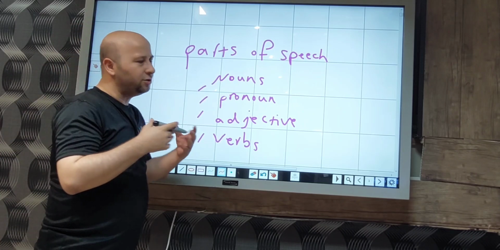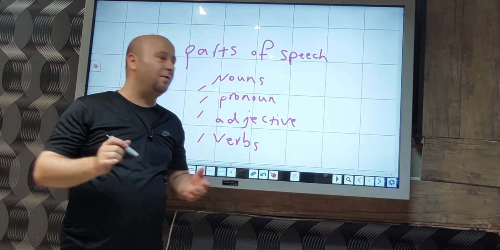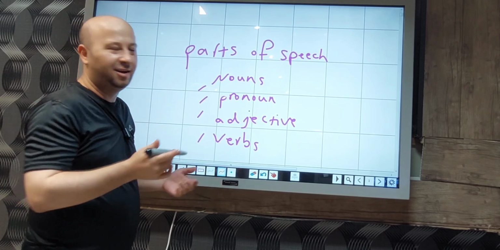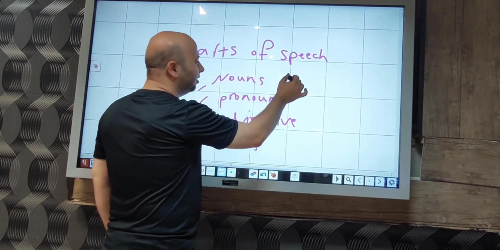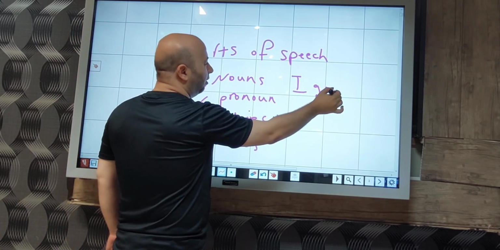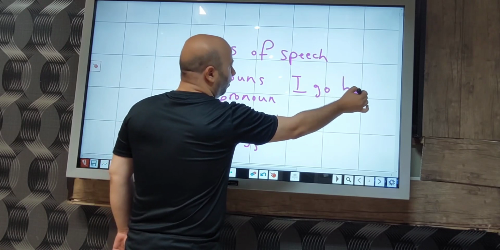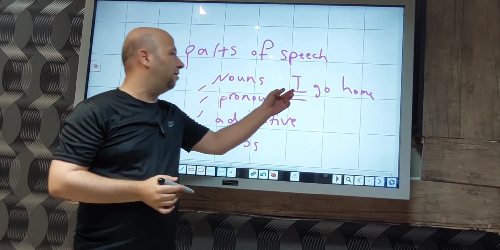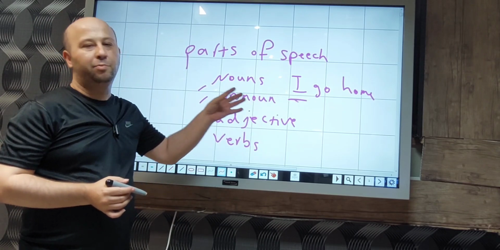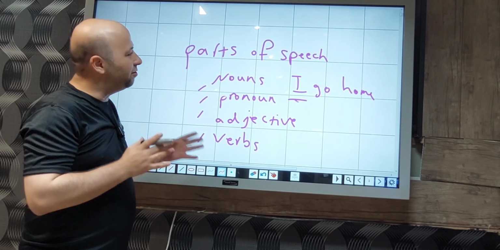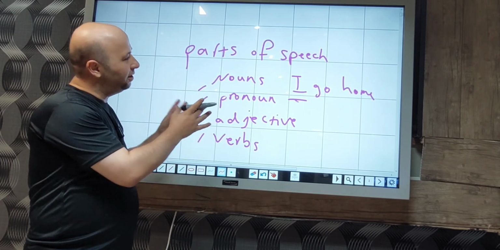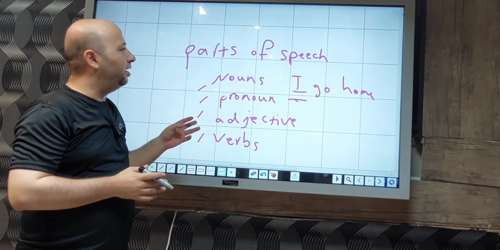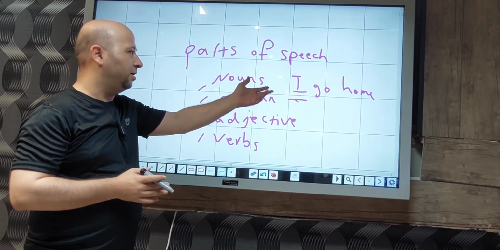So when you talk about something or when you want to write about something, you should know exactly what you're talking about or writing about. For example, a sentence like, I go home. What do we have here? We have I, which is considered a pronoun. When we're asked what part of speech this I is, we've got to say it's a pronoun.